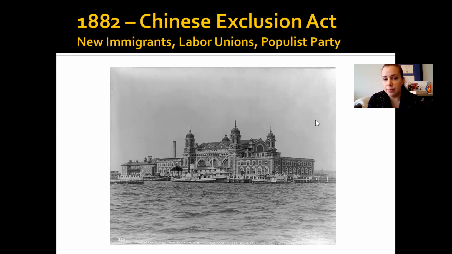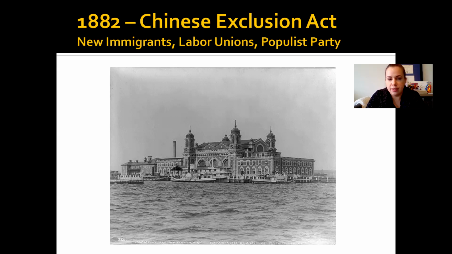Another group of immigrants that comes over in this wave are from China. And the Chinese culture is very different than the European culture, which also led to them being discriminated against. And one of the most blatant ways that they are discriminated against is through the Chinese Exclusion Act. The Chinese Exclusion Act is the first time in American history where the United States says explicitly people from this country cannot come into the United States.